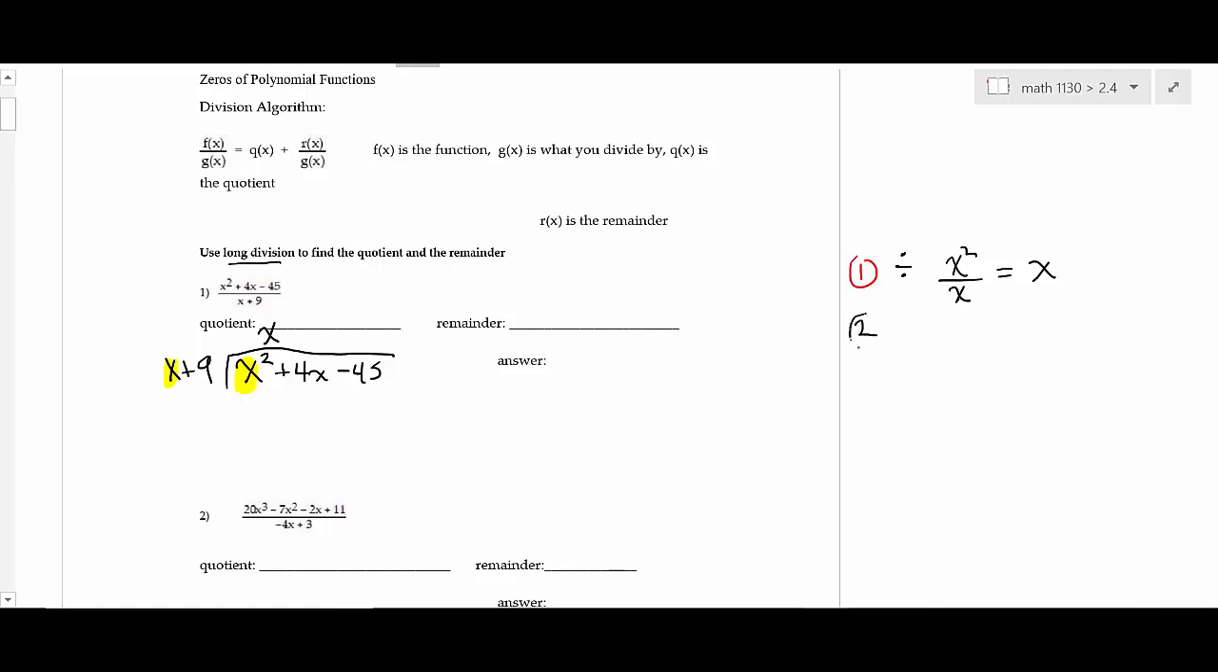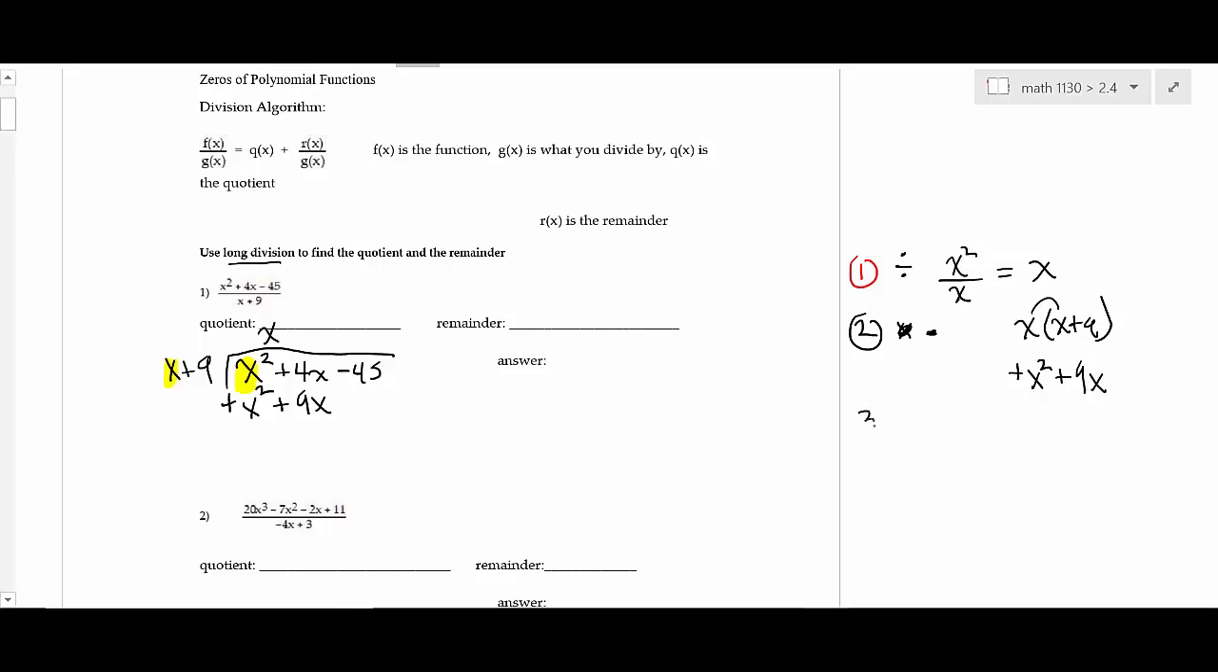The next thing we do is multiply, or times. So we're going to do x times x plus 9. I'm going to show you the steps because I want you to see that, but you don't have to write the steps down because you're going to do this in your head anyway. If you do that, you would have positive x squared plus 9x. You record that directly underneath. We're going to keep doing a certain process until we get a remainder.